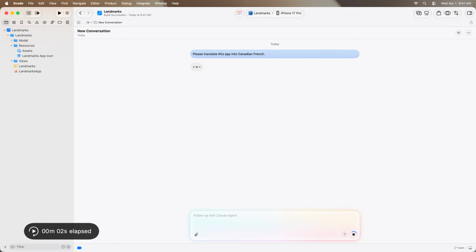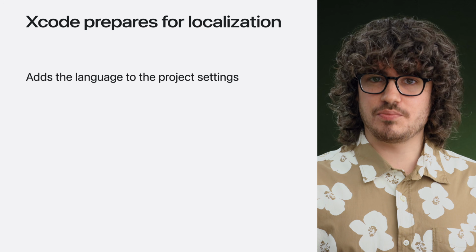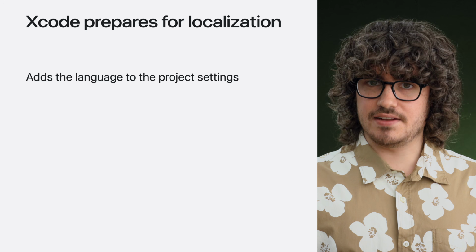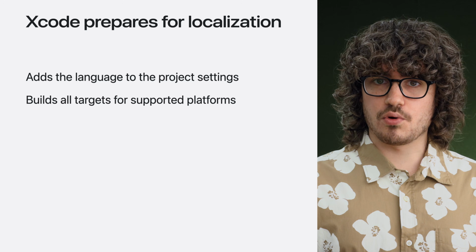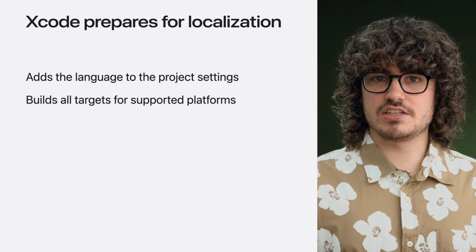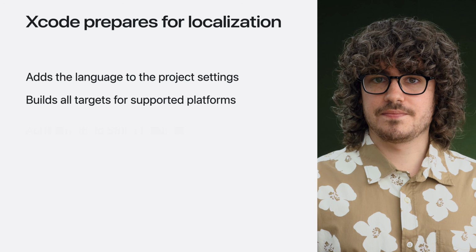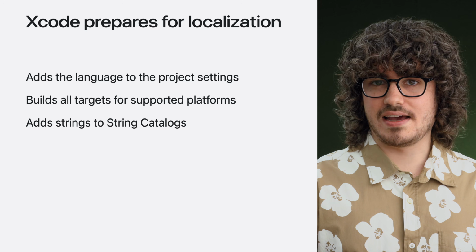And with that, the agent and Xcode begin working together to translate my strings step by step. The agent starts by telling Xcode to prepare the project for localization. Xcode begins by adding the language to the project settings, in our case, Canadian French. Then, Xcode builds all of your targets for your supported platforms. This is important to ensure that all of the localizable strings in your project are properly discovered. Finally, any newly discovered strings are added to string catalogs.